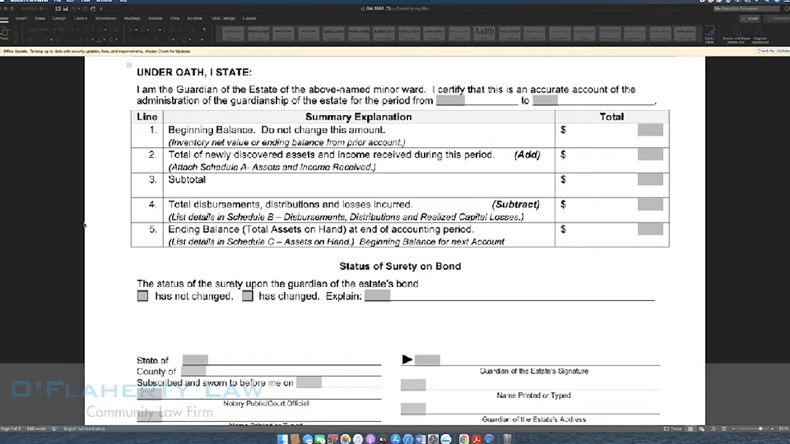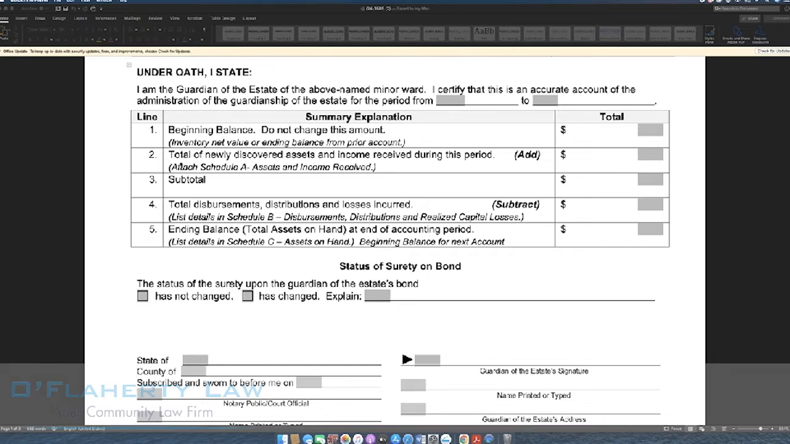So you'll start with, hopefully, a checking account set aside for the minor that you use to process checks, make payments, whatever, in the process of administering the estate. So you'll begin with the beginning balance, and it can be the inventory net value or ending balance from a prior account. It just depends on where you are at in your guardianship.